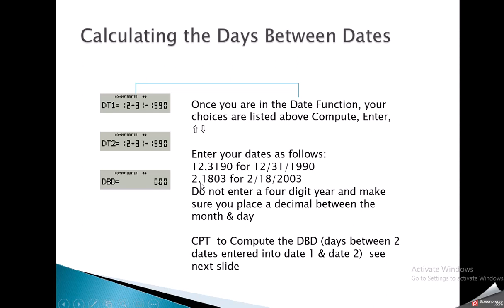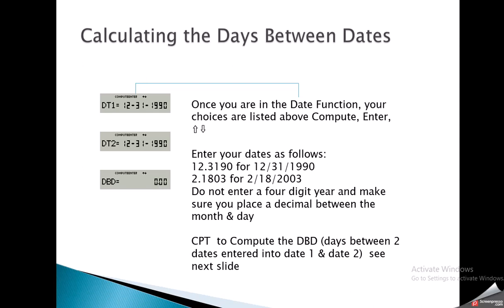The decimal is separating the month from the days, a 2-digit day, so 18, and then a 2-digit year. Don't enter that 4-digit year, and then just make sure that you put that decimal between your month and your days. And then you would compute your days between the dates.